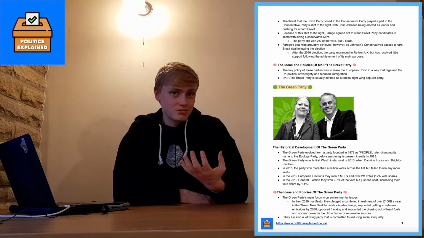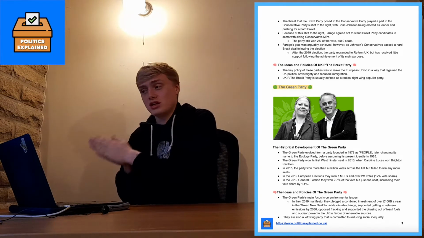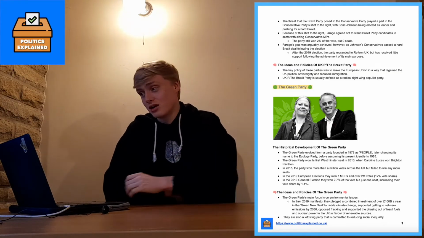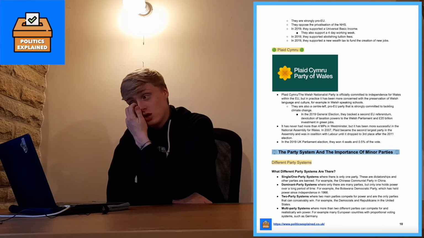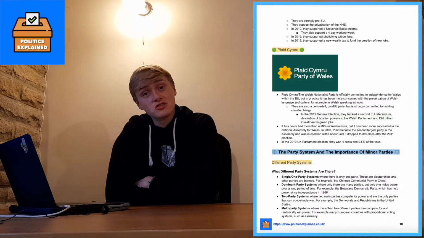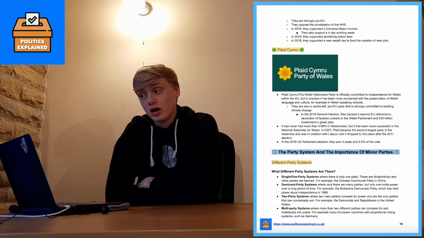So similar to the SNP, where they have a key policy of Scottish independence, the Green Party have a key policy in terms of environmental issues, but they too are also a left-wing party that's committed to reducing social inequalities. They're strongly pro-EU, opposed to privatisation of the NHS. In 2019, they supported a universal basic income, and they also support a 4-day working week.